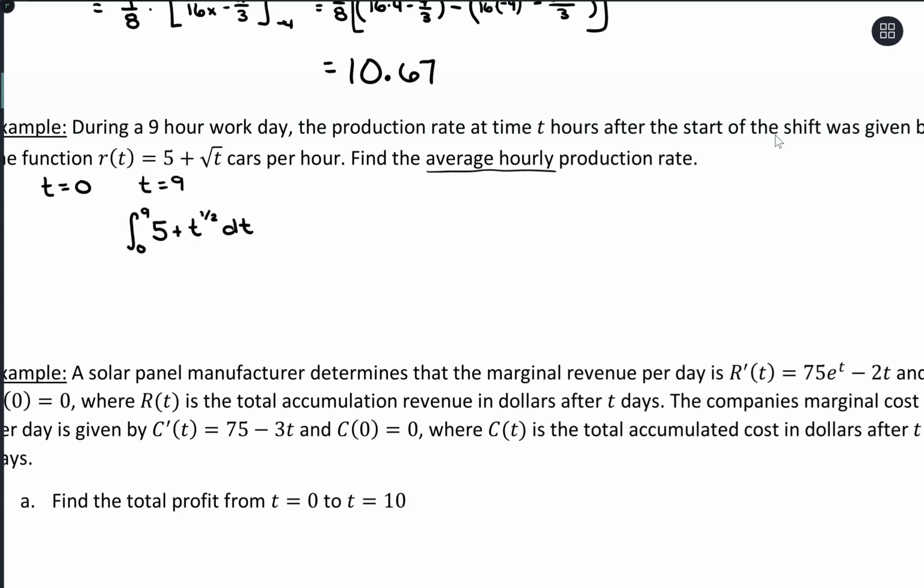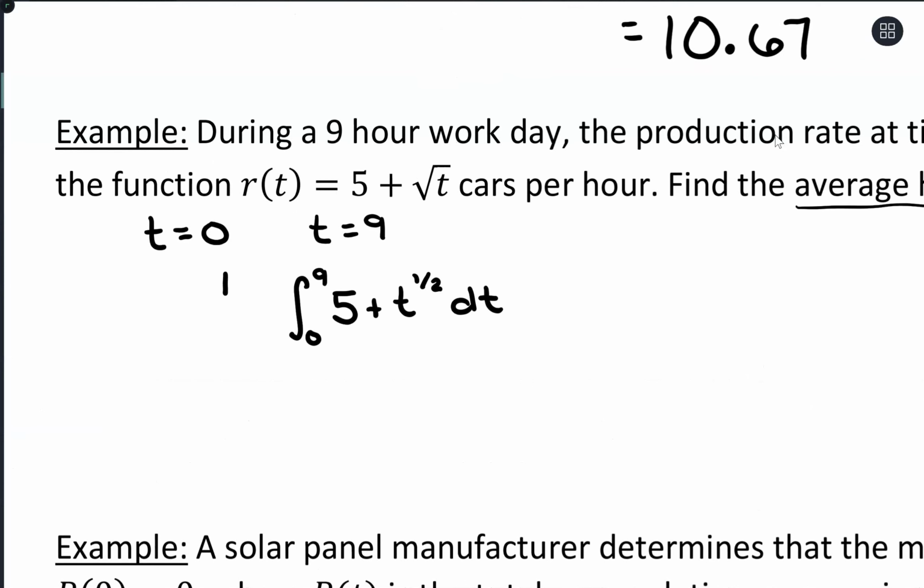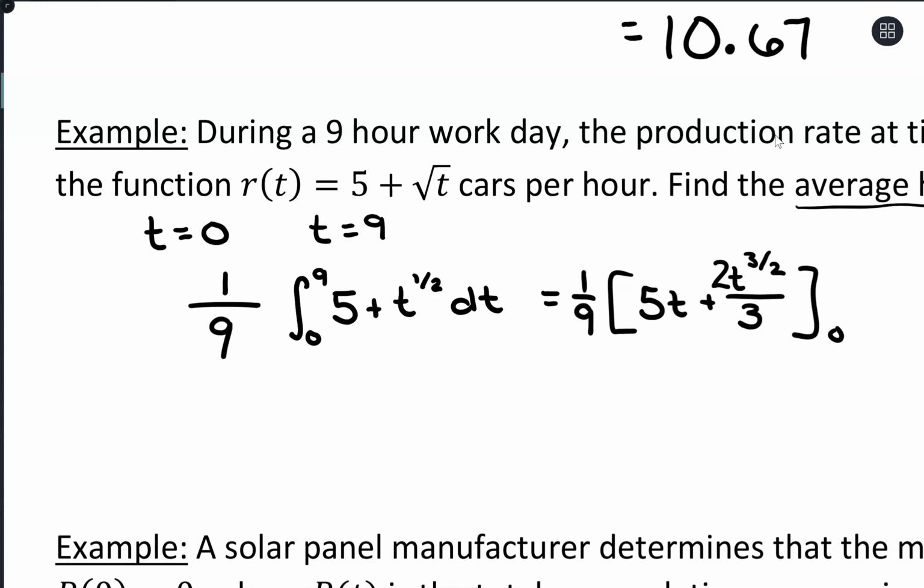But we want the average hourly production. So with that, that's where we make this an average. We're looking at 1 over 9 minus 0, multiplying with that definite integral. So we want to take that total production and divide it up by the 9 hours of the workday. So we're going to have 1/9, and then the antiderivative of 5 plus t to the 1/2, so 5t plus t to the 3/2 over 3/2. That'd be the same as 2t to the 3/2 over 3, from 0 to 9.